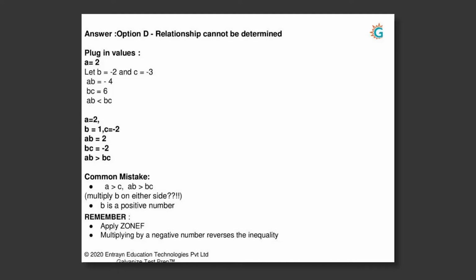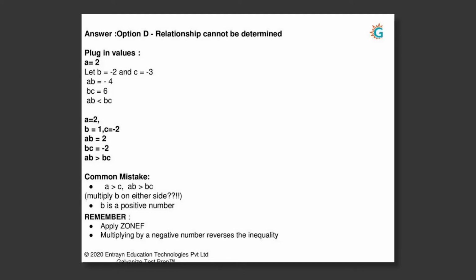Yes, everybody else who had got option A, did you get it clear? Wonderful. So what is the bottom line here? You should be familiar with the concept of zone F. Plugging in numbers properly. Always do not go for integers. Always do not go for positive numbers unless it's stated in the question. That's a very, very important takeaway from this question.